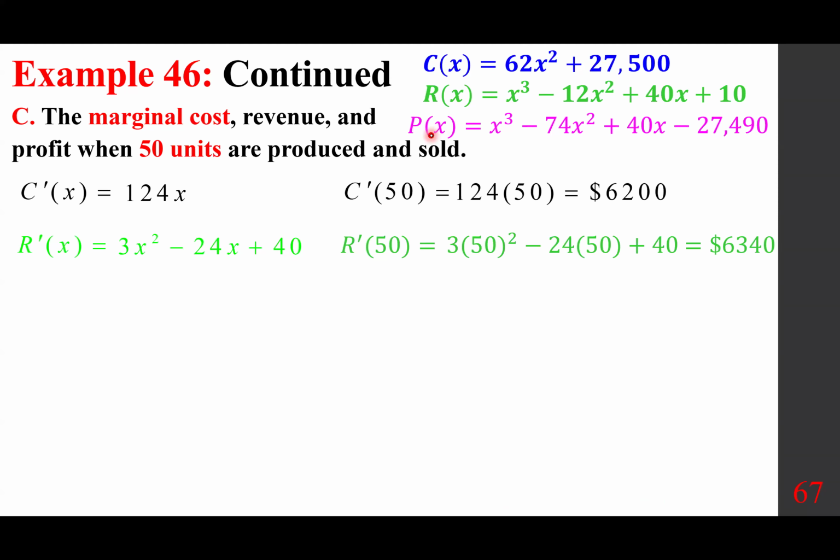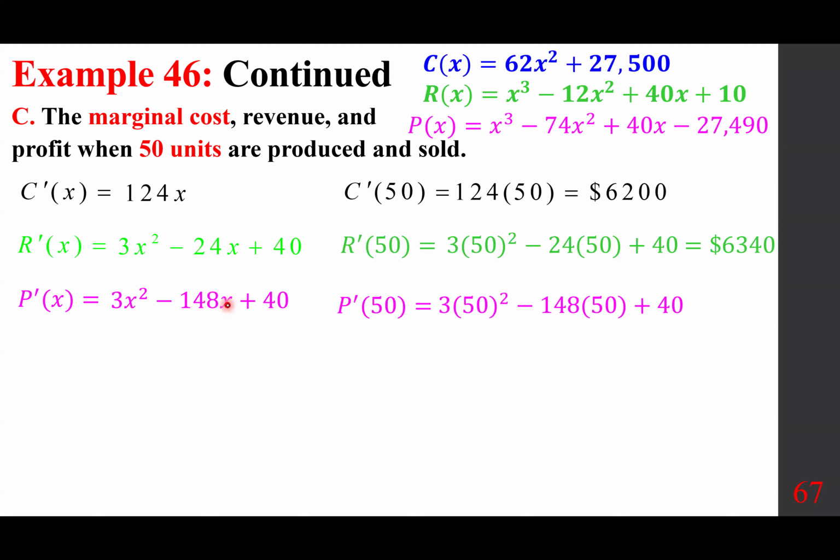The last thing is P, so we go with P prime of X, which is 3X squared minus 74 times 2 minus 148X plus 40. And evaluated at 50, you get P prime of 50: 3 times 50 squared minus 148 times 50 plus 40. You do the math, you get 140. And again, you can say P prime of 50 is R prime of 50 minus C prime of 50. In other words, if you subtract this from this, you get the same answer, 140.